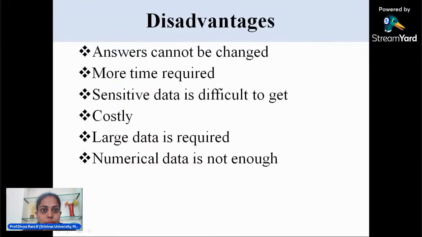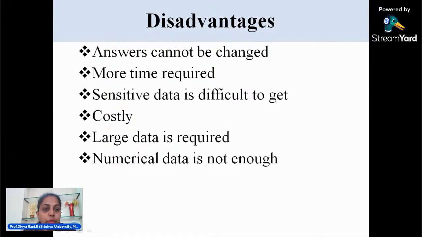Next slide. The answers cannot be changed, it takes more time, and sensitive data is difficult to get. For example, some personal data relating to sex life or something similar will be very difficult to get. Then it is costly. Preparing the instruments and getting other resources for the study may be a little costly.